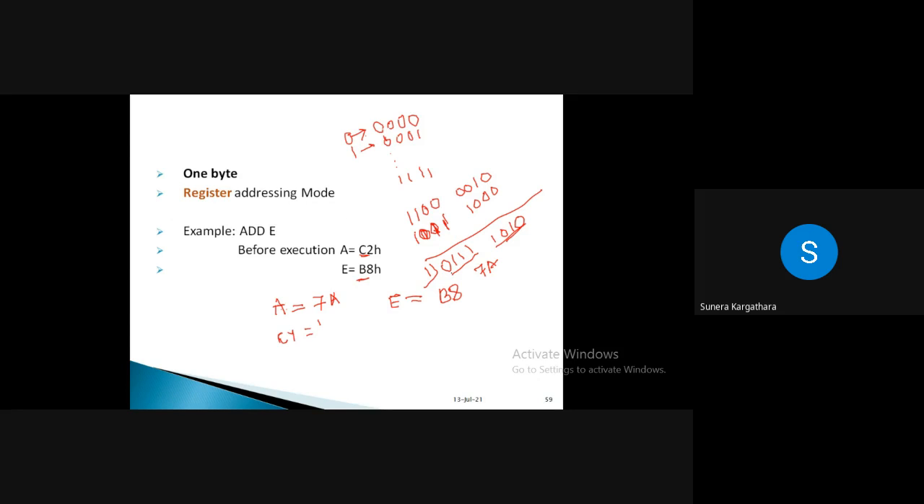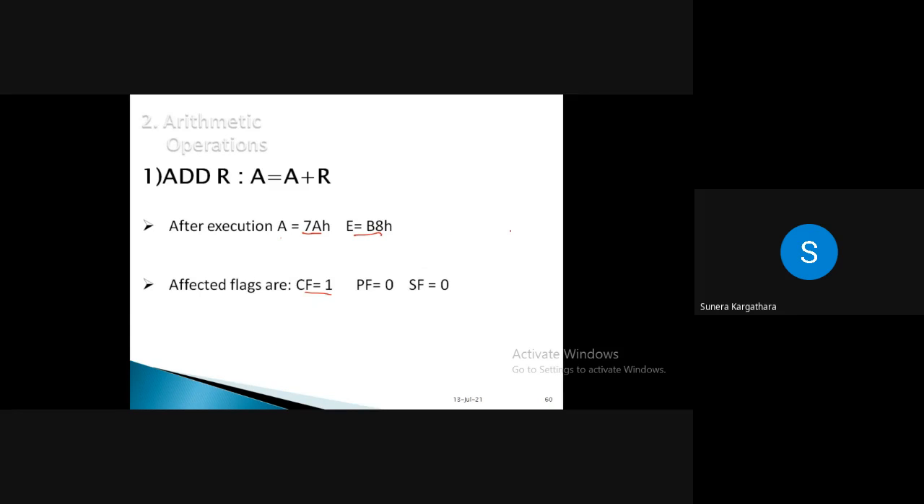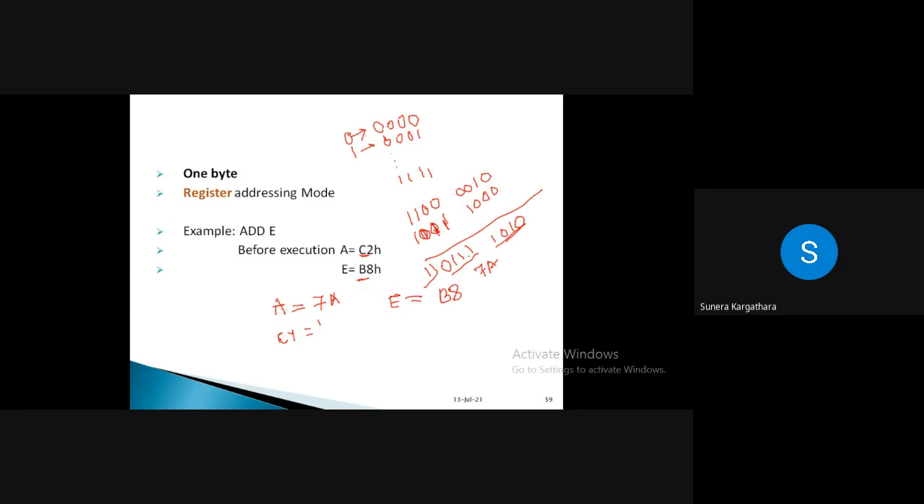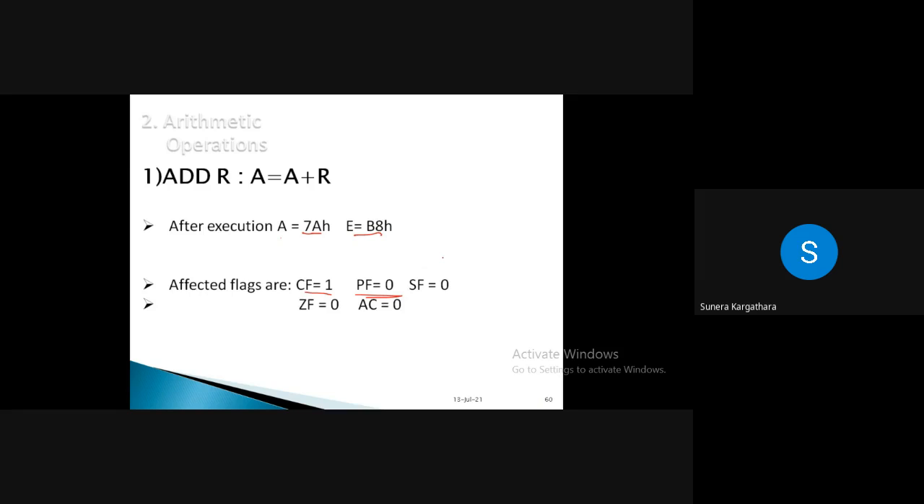7A, that means 1, 2, 3, 4 and 5. So it is having an odd parity. So parity flag will be reset to 0. अगर even parity होता 1 था, and the sign flag is also 0 because your most significant bit was 0. Are you getting me, student? So this way you need to mention each and every flag.